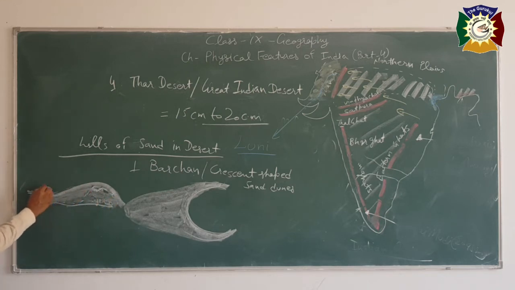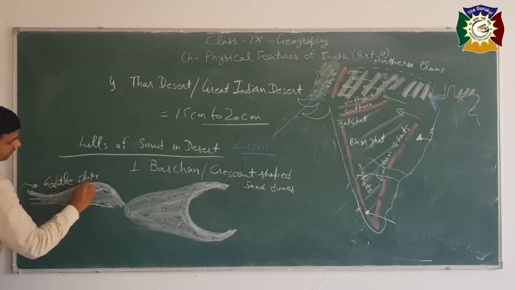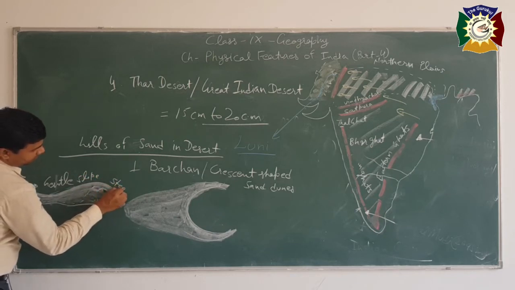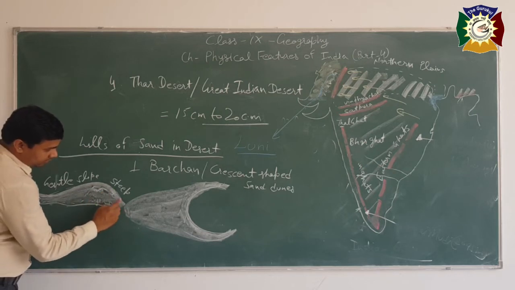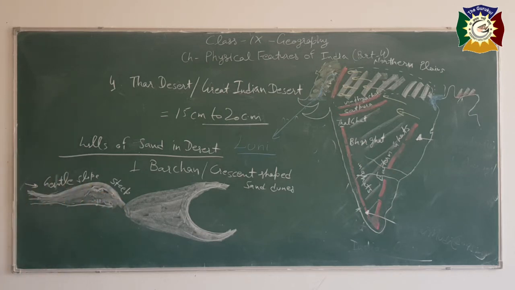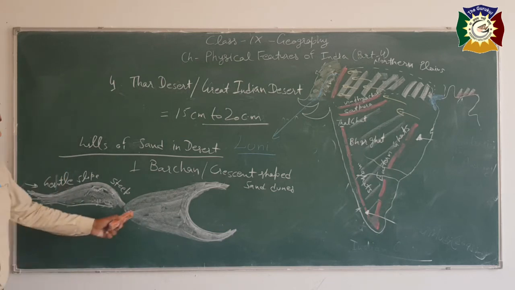Here it is a gentle slope, having the gentle slope, the windward side, and this side has a steep slope. Steep slope means tez dhal. So this is about the Barchans or the crescent shaped sand dunes.